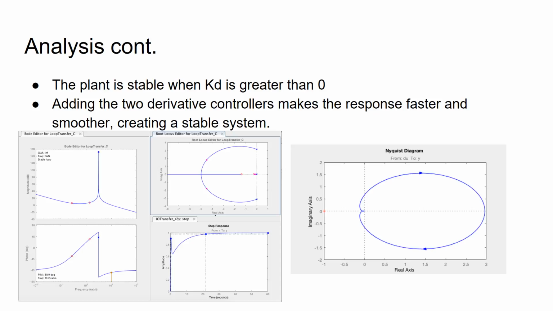Adding the 2 PD controllers makes the response much faster and smoother, creating a more stable system. As you can see, the Bode plot is on the left side. To the right of that, you can see the root locus and the step response. And then to the right of that, you've got the Nyquist diagram showing that the system is perfectly stable and very smooth.